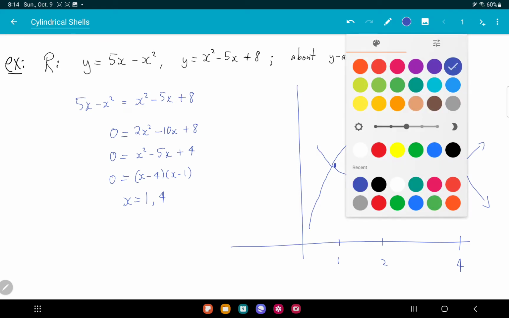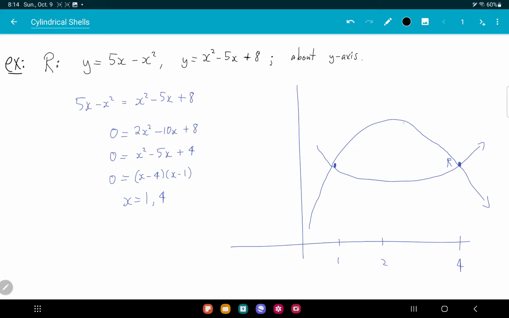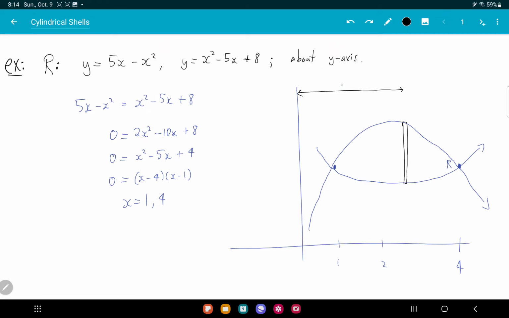So as above, I will draw a rectangle and begin thinking about what happens to that guy. So as before, I have, let's say, a radius r. So the radius is from my axis of rotation, the y-axis, to the rectangle in question. I'll call that r.